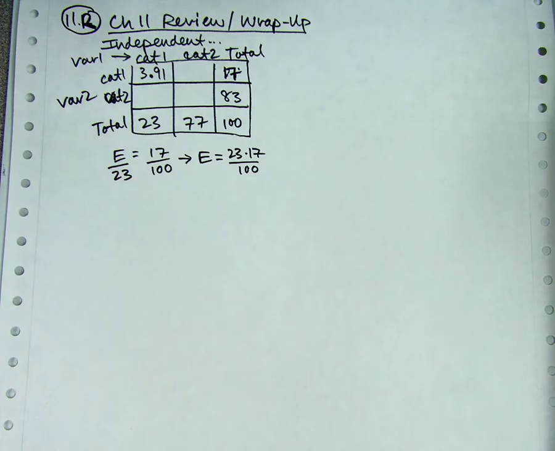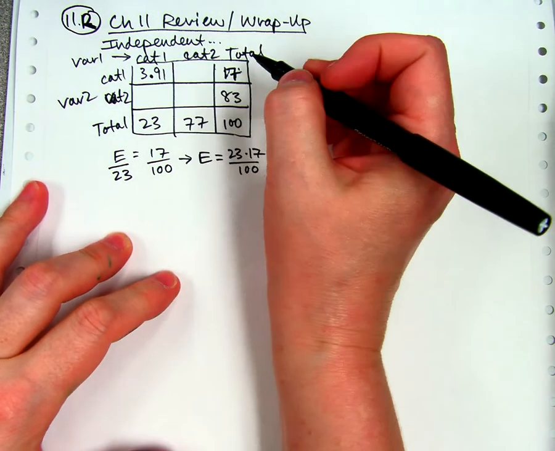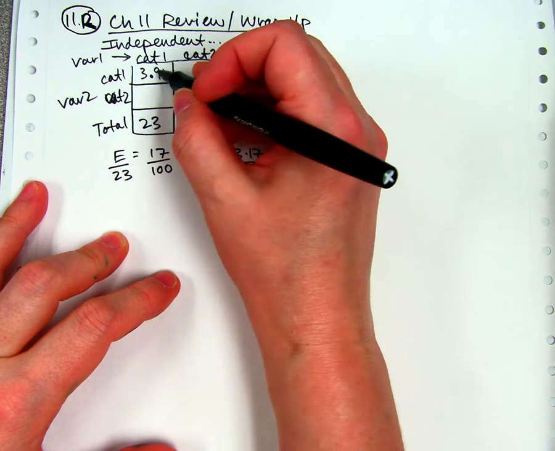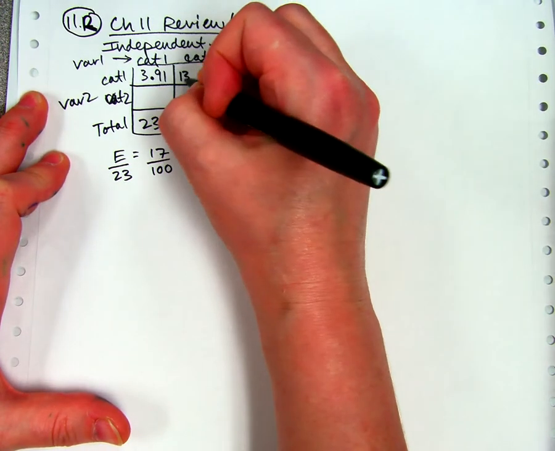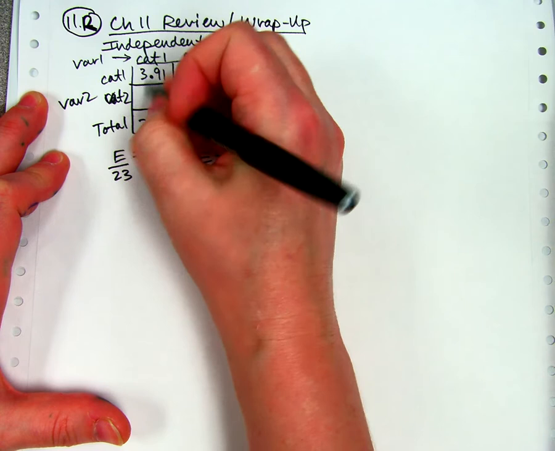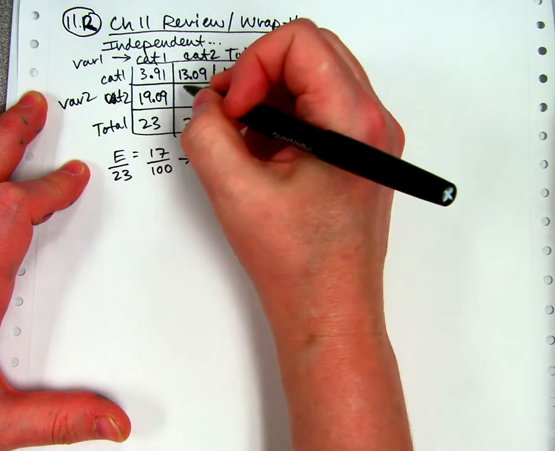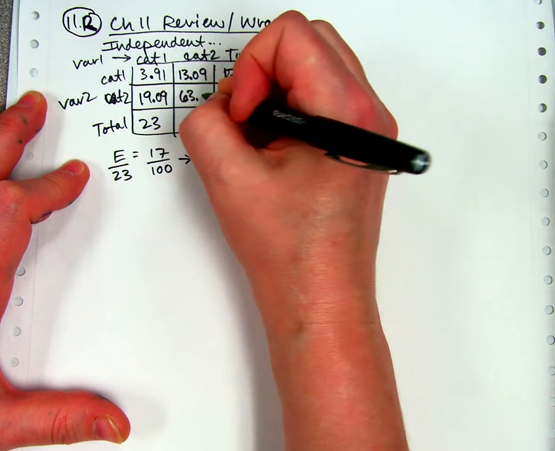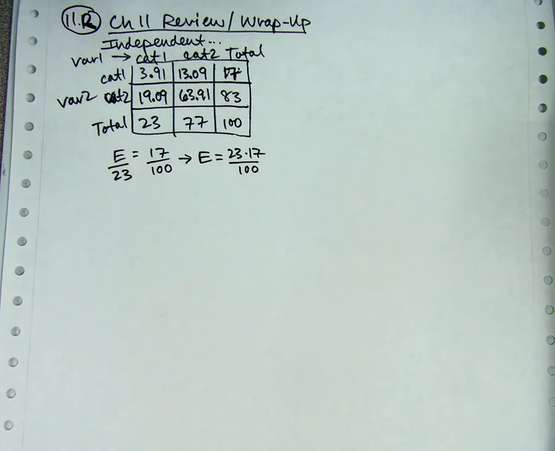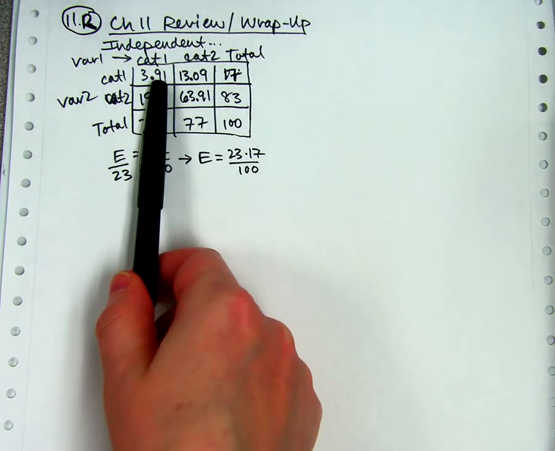This is a 2 by 2 table, so it only has 1 degree of freedom, which means I only have to do this once, and the rest I can find by subtracting. So I could do 17 minus 3.91 and get 13.09. I could subtract this way and get 19.09, and either way here to get 63.91. So those are my expected values, and that is what would happen if this data, which I just made up, was completely perfectly independent. It would look like this.